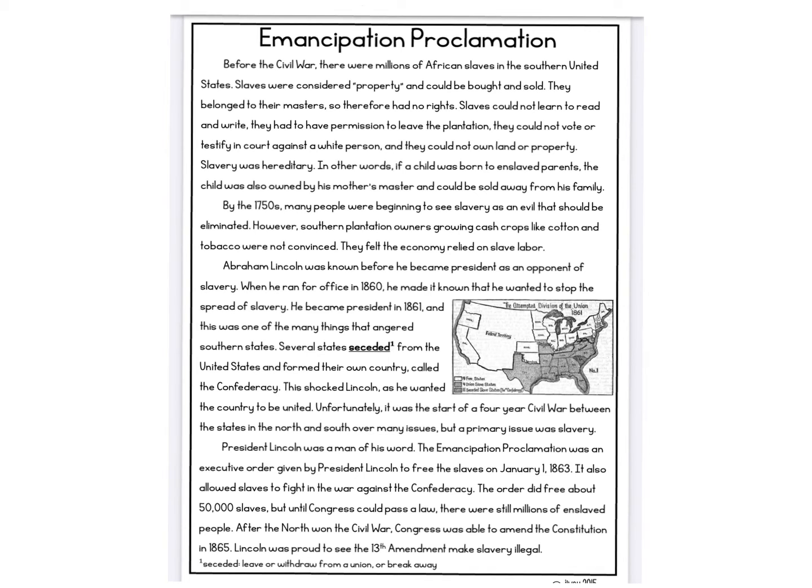But until Congress could pass a law, there were still millions of enslaved people. After the North won the Civil War, Congress was able to amend the Constitution in 1865. Lincoln was proud to see the 13th Amendment make slavery illegal.